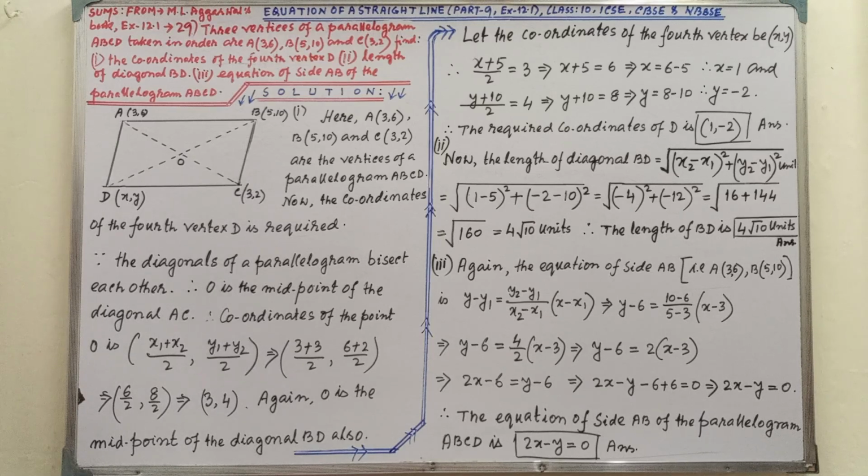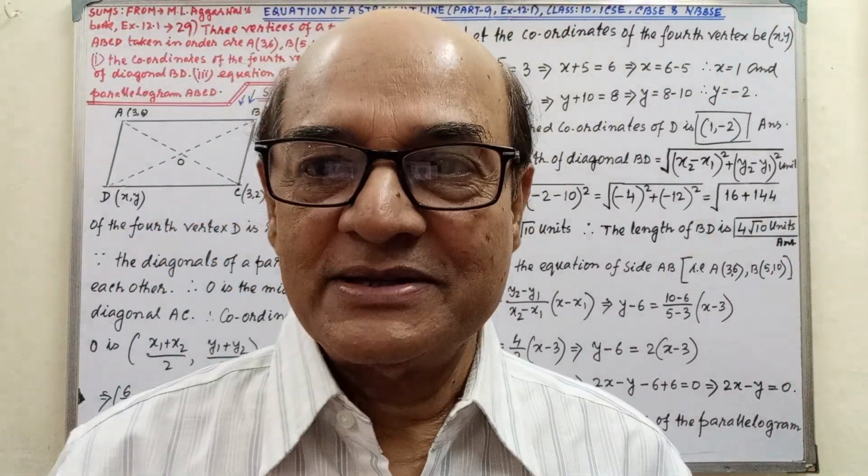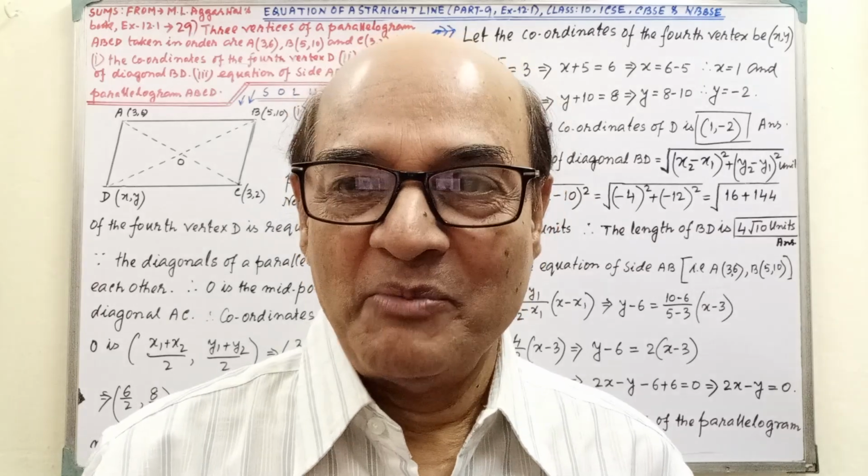Today for class 10, ICSE, CBSE and West Bengal Board: Equation of a straight line, part 9. That means you have already got 8 lessons. You must go through those lessons, especially part 1. There are formulas. Formulas you have to learn and you have to remember also.